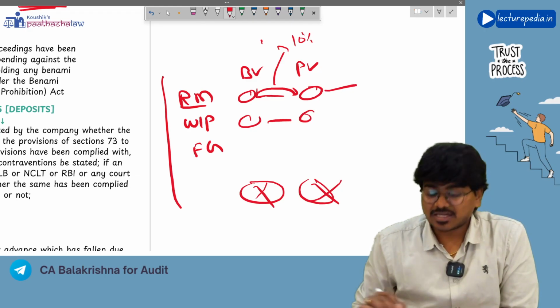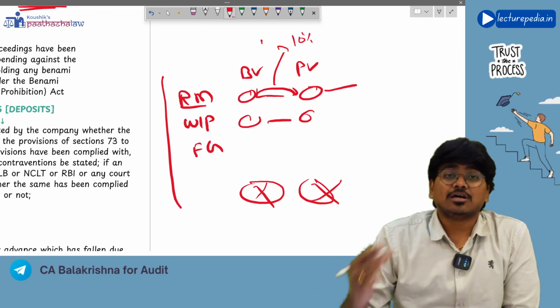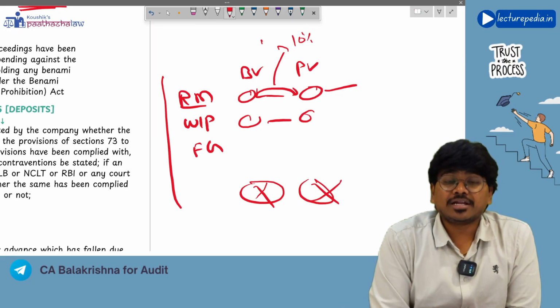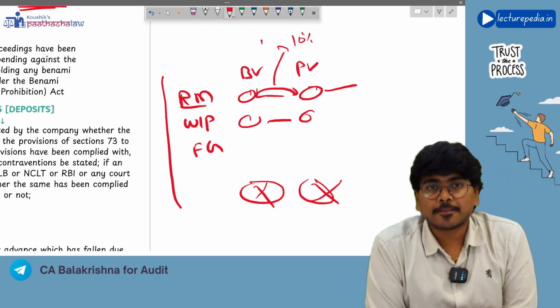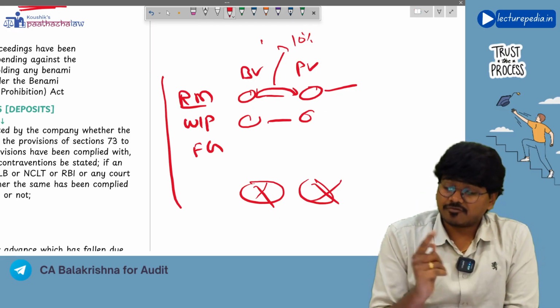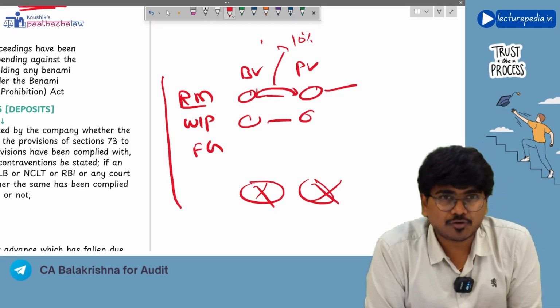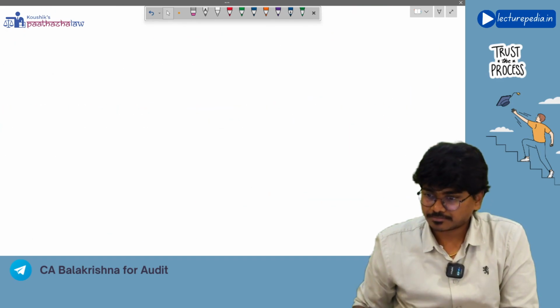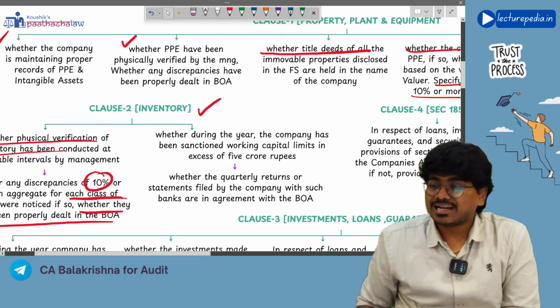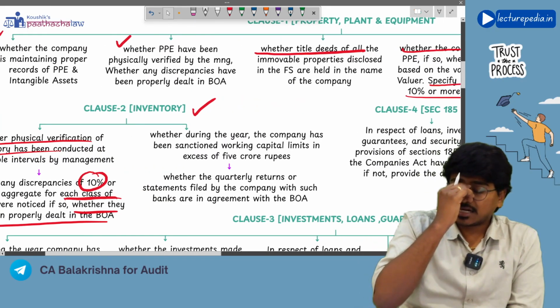So if class wise difference is more than 10%, auditor should ask the management to properly account it in the books of accounts. Got it? If it is not properly accounted, of course auditor will report it here. Got it? Yes. Next, so that is the first point under clause 2.